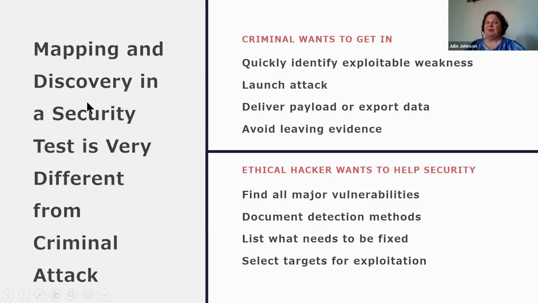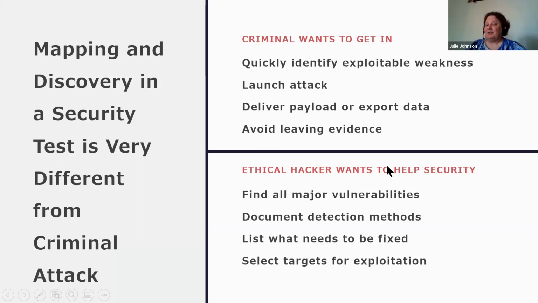Now, before I go on to showing some of the most common exploits, I will stress that mapping and discovery phases are very different for an ethical hacker than for a criminal. The criminal is just trying to get in. Once they've found an exploitable weakness, they will usually launch their attack, do whatever crime they intend to commit, and then exit as soon as possible to avoid leaving evidence, unless they decide to backdoor the system for future access.